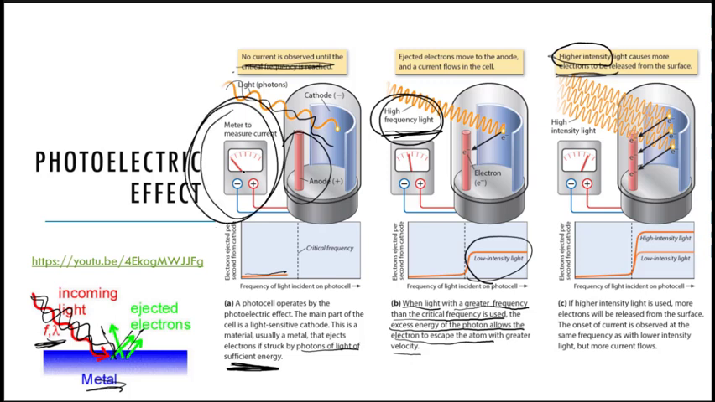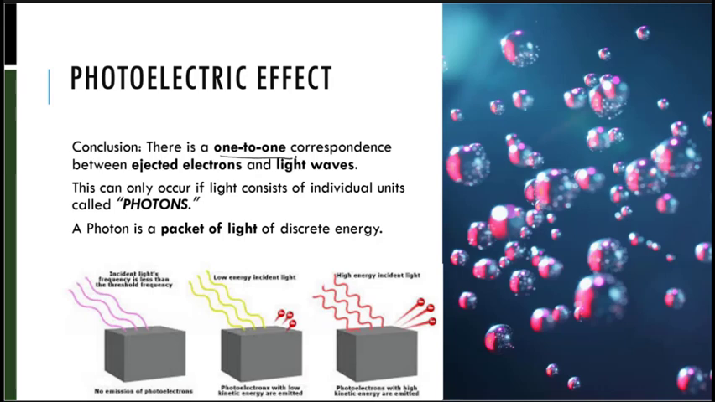This first one, we had no readings. The second one, we were midway there. In this last one with high intensity light, we can see our reading from the anode giving us this high intensity. It's showing us that there are lots of electrons, lots of current flowing. So there is a one-to-one correspondence between ejected electrons and photons of light. This can only occur if light consists of individual units called photons, which are packets of light in discrete energy.